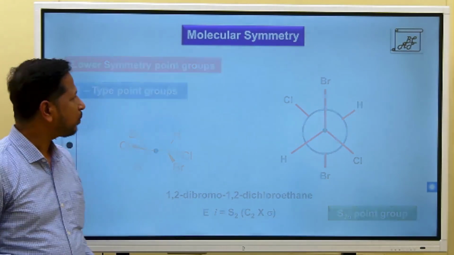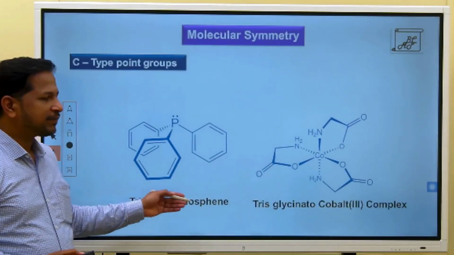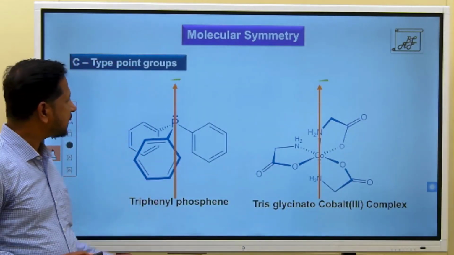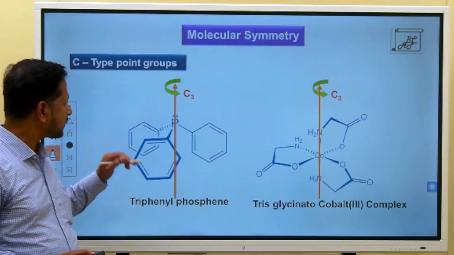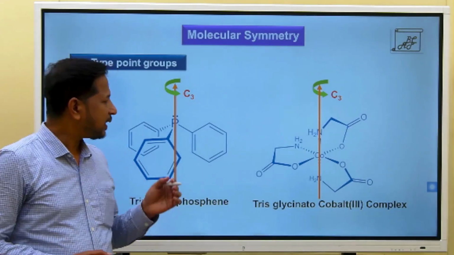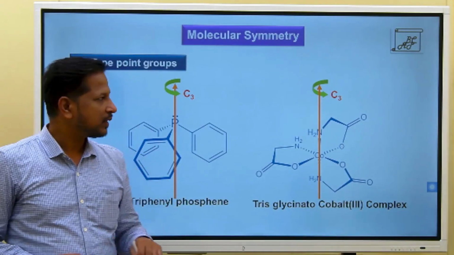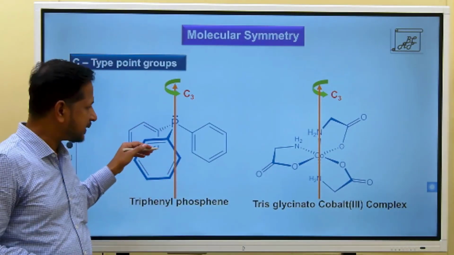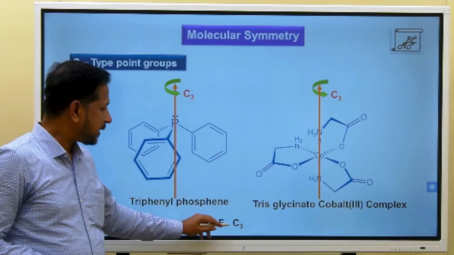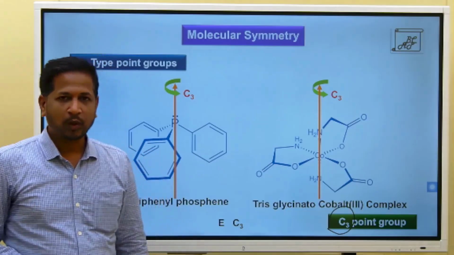Let's move to the next type of point groups, that is the C type of point groups. Let's see the example of triphenylphosphine and trisglycinato cobalt(III) complex. In these molecules, a C3 axis is present. So we can rotate the molecule through 120 degrees to get the same image. And if we rotate the molecule through 120 degrees 3 times, we will get the identical image. That is how a C3 axis is present in these molecules. So in these molecules, the identity element is present, the C3 axis is present, and such types of molecules are classified as C3 type point groups.